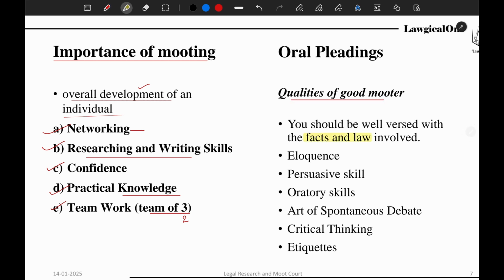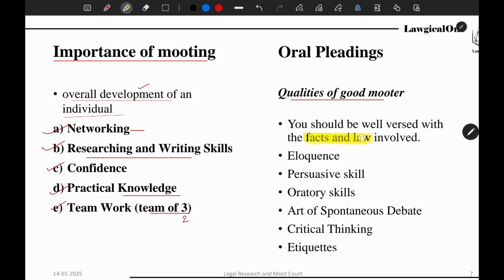A good mooter must be well versed with the facts and law involved in the case. Okay, how? Now if you don't know the facts of the proposition, of the problem, then how will you argue? You should be aware of the facts and law involved thoroughly. You should know what is given, even the small things that are given in a memorial or moot proposition, all of them can work to your advantage.